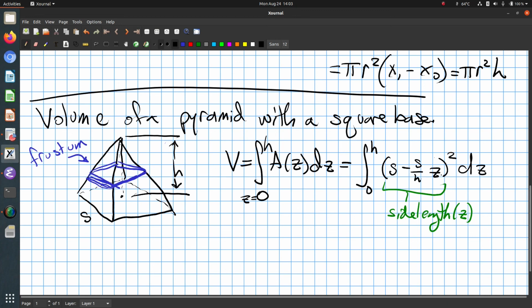Notice if I put in z equals 0, I just get s squared for the cross-sectional area. Good. If I put in z equals h, I will get a 0 squared for the cross-sectional area. Perfect. And then, of course, you can evaluate this integral. It's not terribly hard to do, and I will leave that to you.